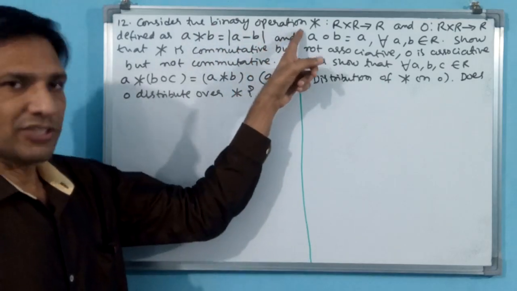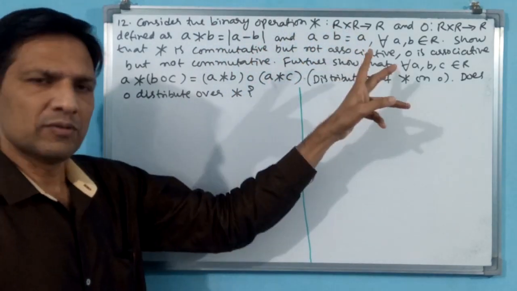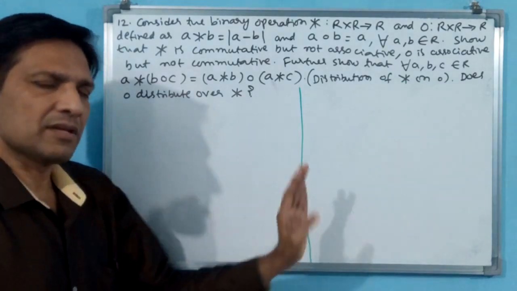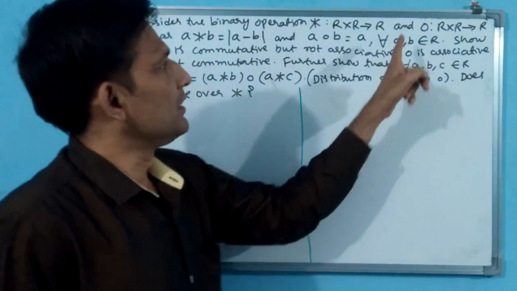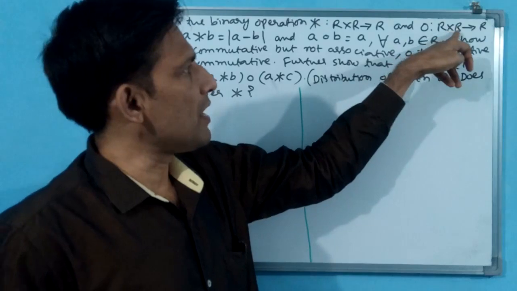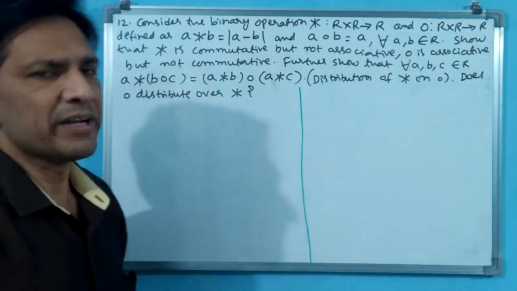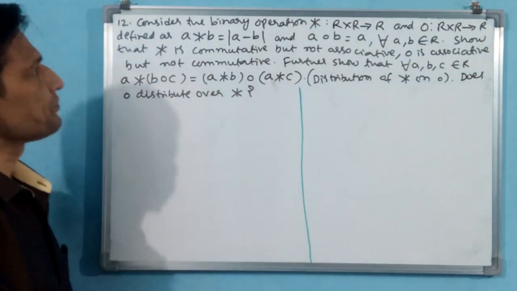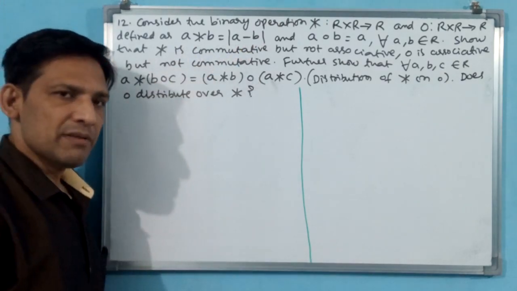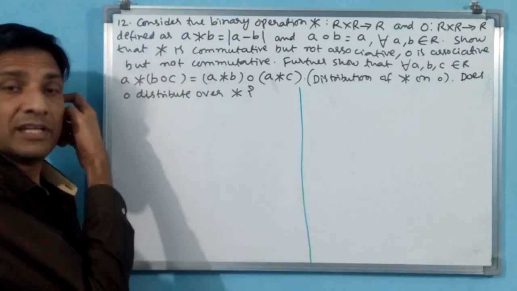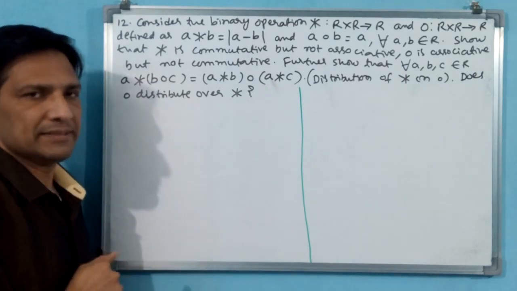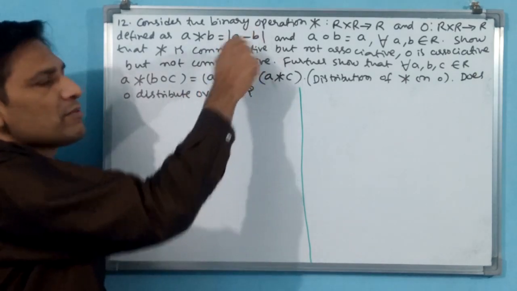Consider the binary operation star, R cross R to R. We know A cross A to A is a binary operation, B cross B to B, R cross R to R. Star, O, R cross R to R. Another binary operation, O, is also from R cross R to R. That means all real numbers you can give. Defined as A star B is equal to modulus of A minus B. See here star is modulus of minus. You have to make A minus B, but modulus you have to keep.